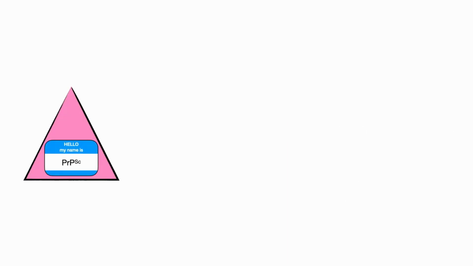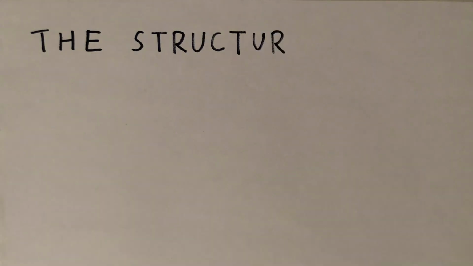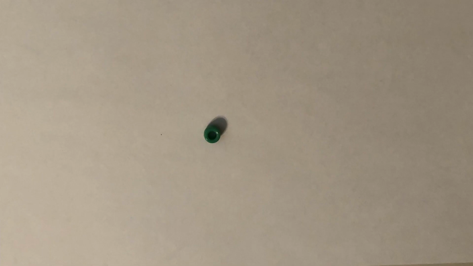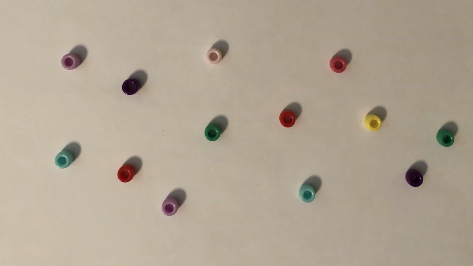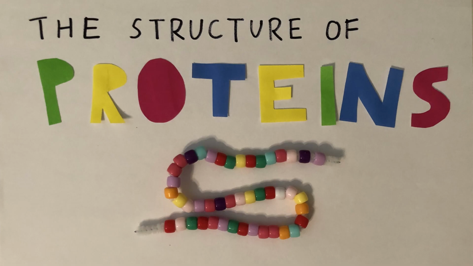But how does a misfolded protein cause a fatal disease? First, let's take a look at the structure of proteins. Amino acids are linked together to form a polypeptide chain. Interactions such as hydrogen bonds and disulfide bridges between amino acids cause the polypeptide to fold into its shape.